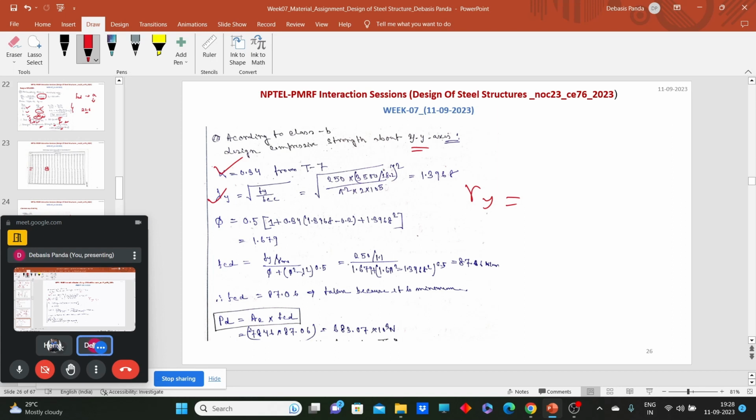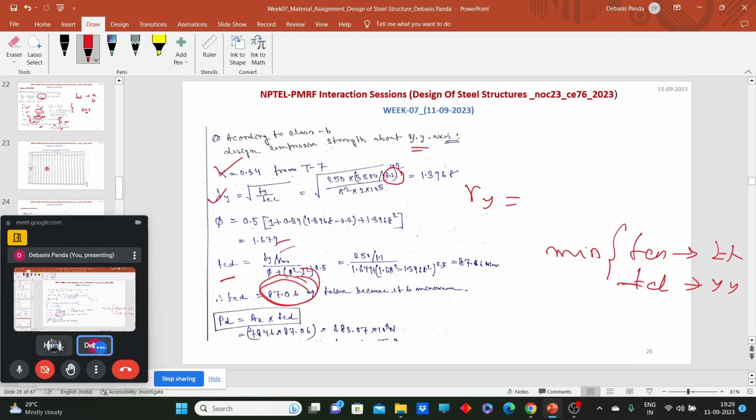Here you can see that 28.2 is the value of RY. So you can calculate the phi value and the FCD value. That comes at 87.6. So what value of FCD will you consider for this I section? That should be the minimum of the FCD about ZZ and the FCD about YY. So that comes as 87.06.